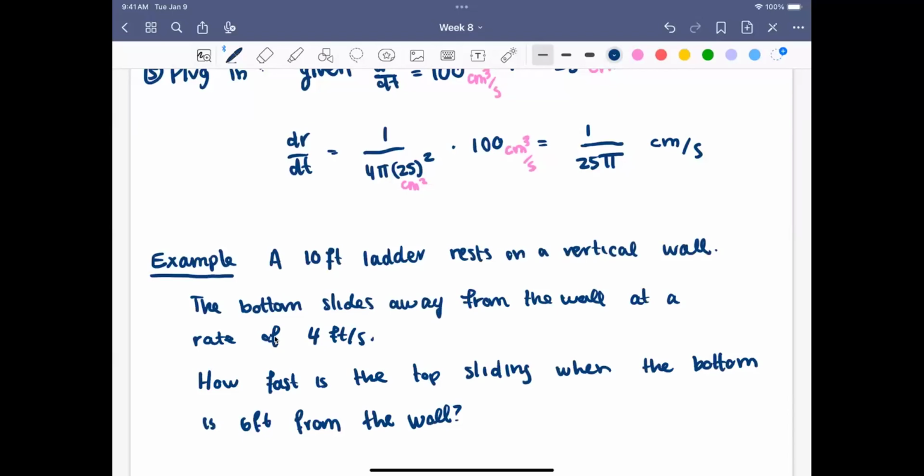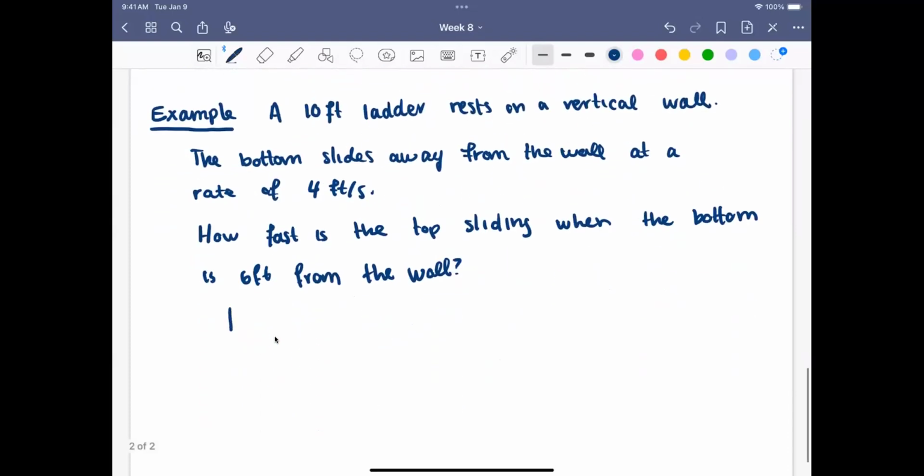Okay, so when you get a question like this, a lot of times it's helpful to just draw a diagram of what's going on. So here's the wall and the floor, and then we have a 10-foot ladder resting. And we know that the bottom is sliding at a rate of 4 feet per second. And we want to know what is this rate whenever the bottom is 6 feet from the wall. Okay, does the question make sense?